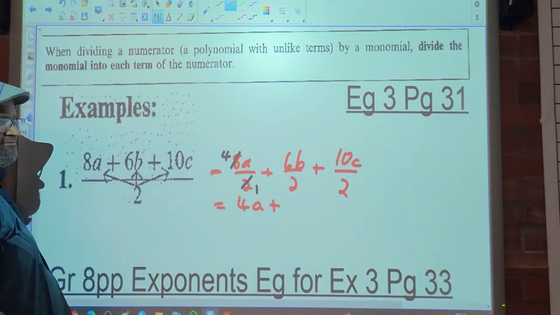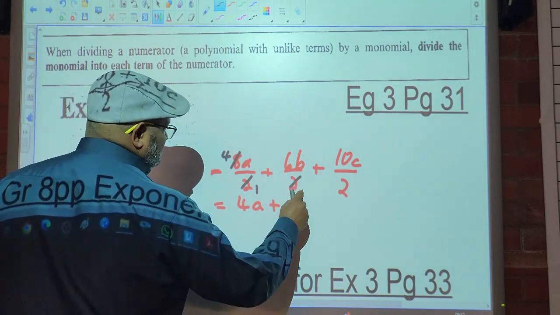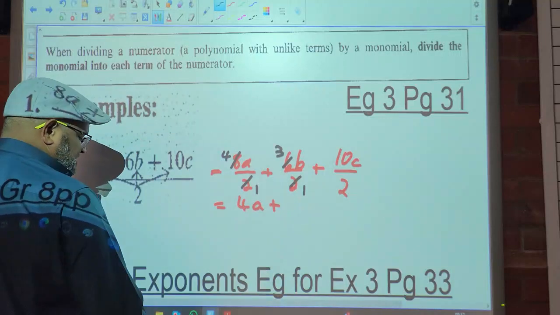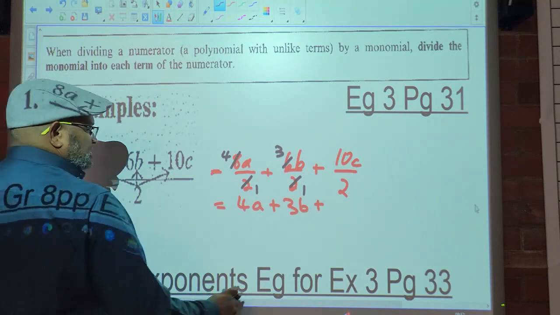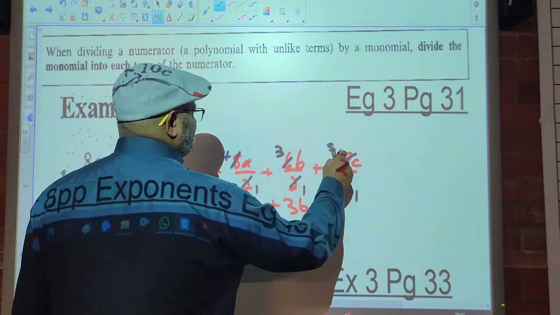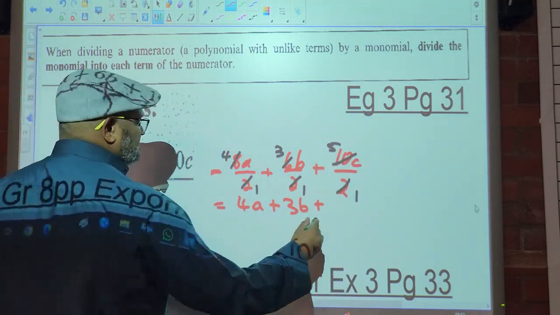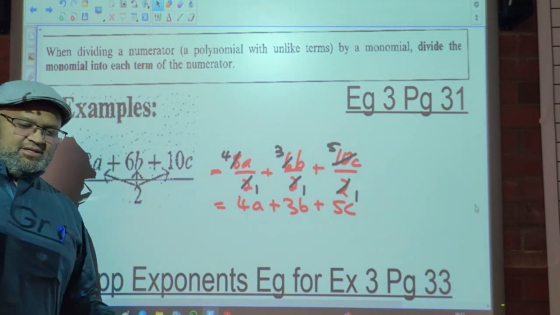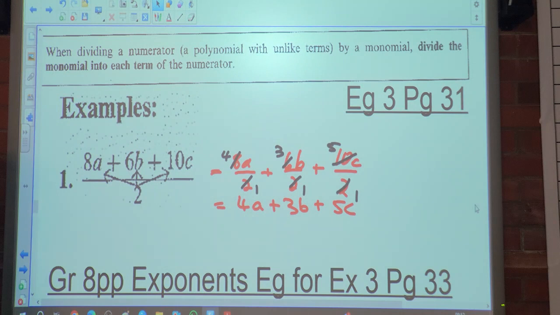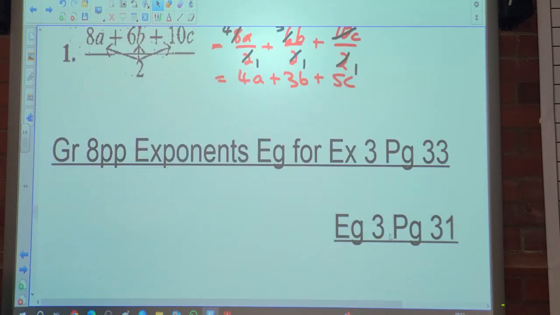You all agree with that? 2 goes into 2 once, 2 going into 6, thrice. So it's 3b over 1, which is 3b, plus 2 going into 2 once, 2 going into 10, 5 times. It's 5c over 1, which is 5c. Okay, is there any confusion there? Let's do the next one.